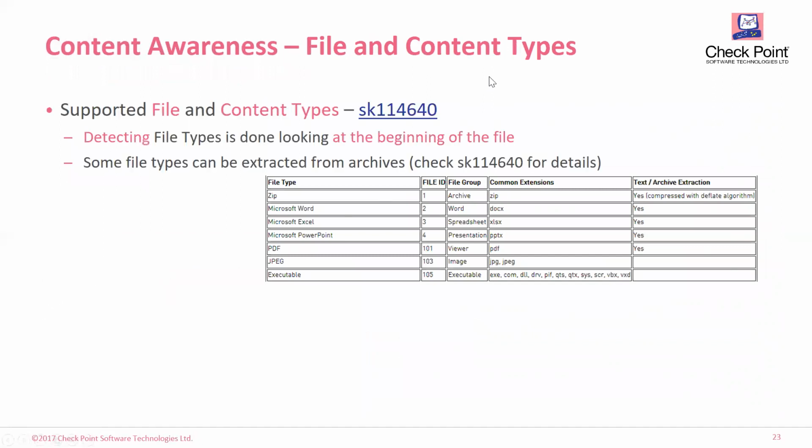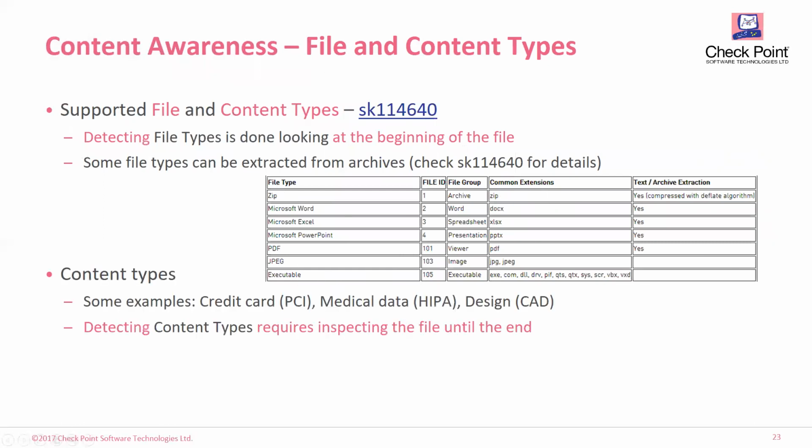Okay, so, supported file types and content types. There is an SK here, 114640, that goes into a lot more detail about content awareness and which file and content types are available. You can see, when they talk about file types and it says it's a zip, what are the common extensions? Here, like the executable, there's a lot of extensions here that you can look at to see which ones are summarized to an executable file type.